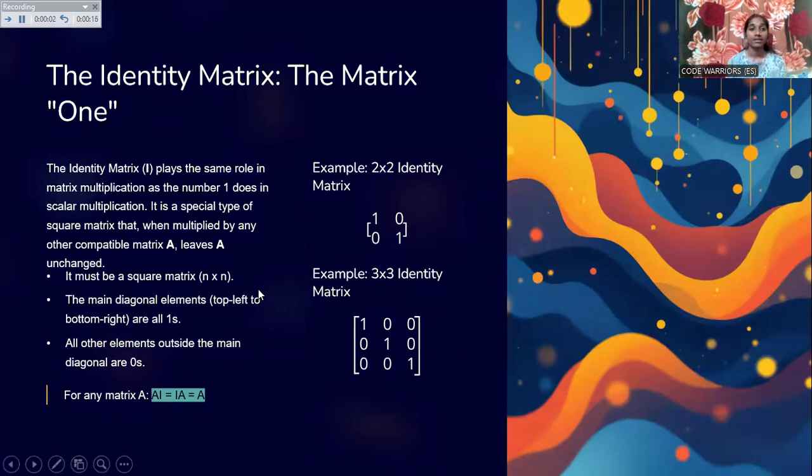The identity matrix, the matrix 1. The identity matrix plays the same role in matrix multiplication as the number 1 does in scalars. It must be a square matrix, n by n. The main diagonal elements, from top left to bottom right, are all 1s. All other elements outside the main diagonal are zeros. For a matrix A, A times I is equal to I times A is equal to A. Examples shown here are the 2x2 identity matrix and the 3x3 identity matrix.